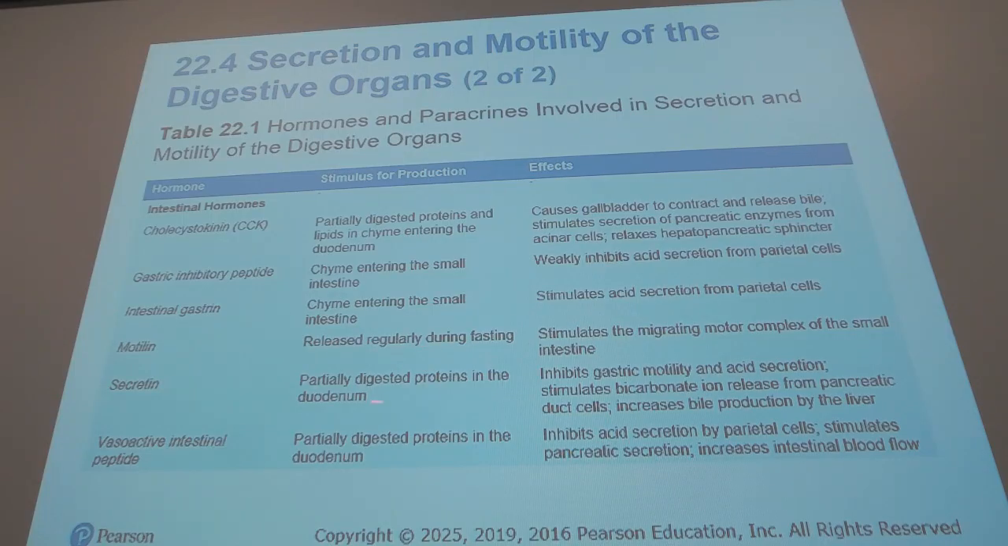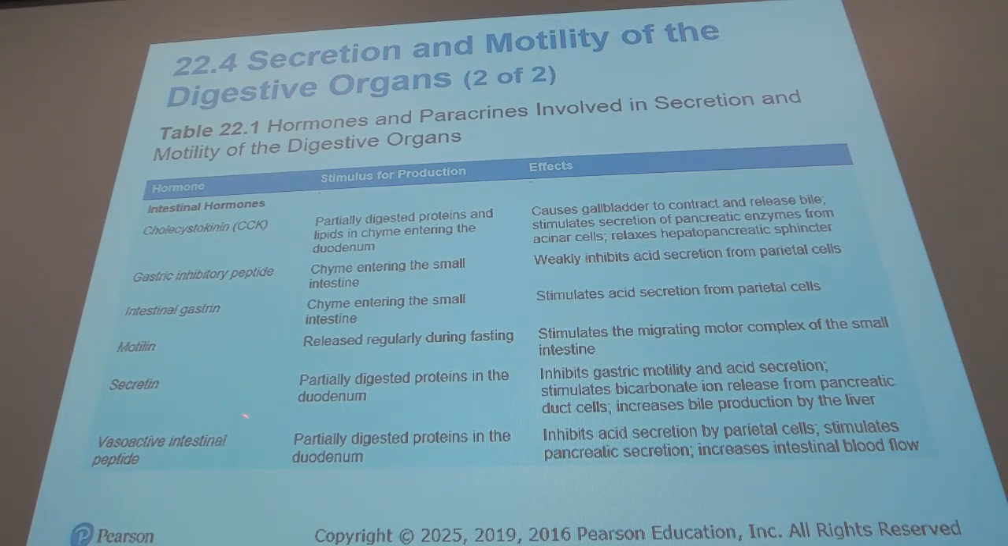Secretin is released by the presence of digested proteins in your duodenum, and inhibits the motility of your stomach. So it is opposite to gastrin. And it also inhibits the secretion of acid, and stimulates the release of bicarbonate, because you need to protect your duodenal cells from the acidity coming from the chyme. So this is secreted by duodenal cells and increases the production of bile from the liver.